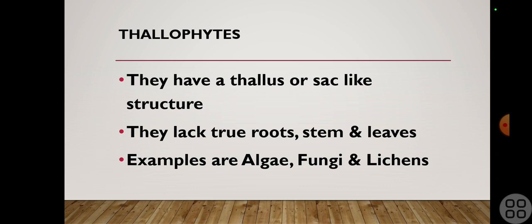Algae are autotrophs while fungi are heterotrophs, and lichens are made by the association of algae and fungi, where algae produce food by the process of photosynthesis. As you know, they are autotrophs, and fungi, which are heterotrophs, may be parasites or saprophytes. They give protection to the structure of the lichens made by the association of algae and fungi.